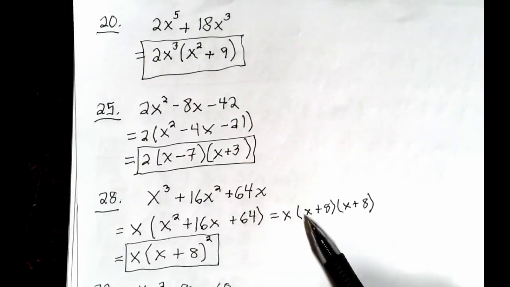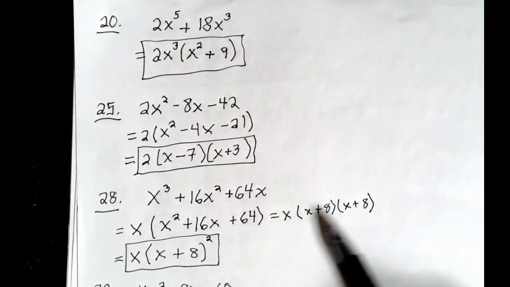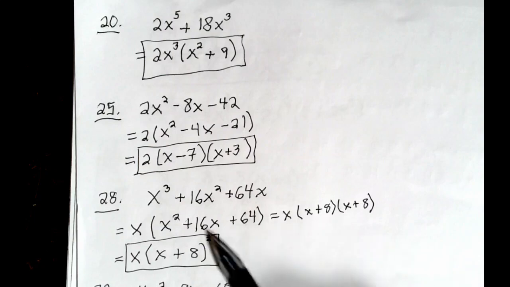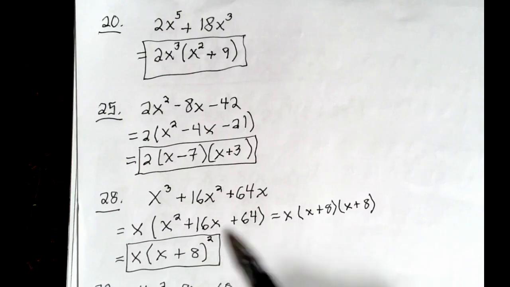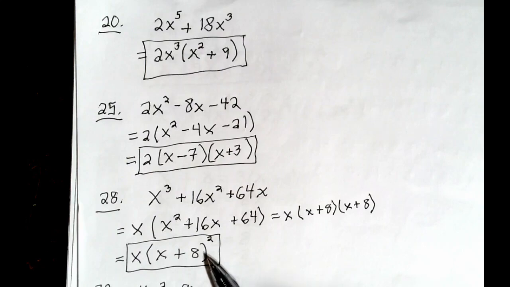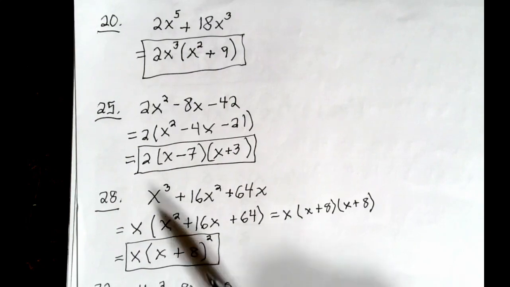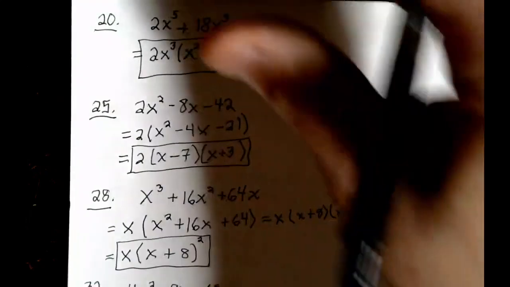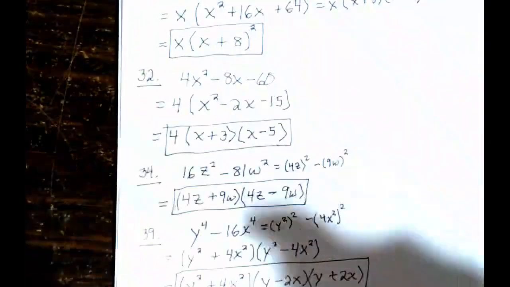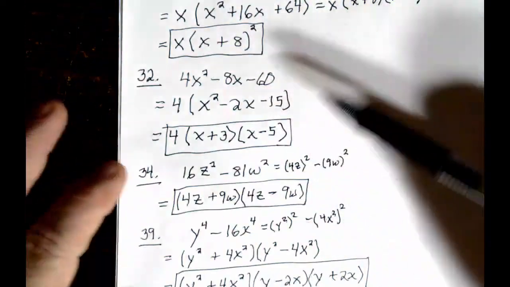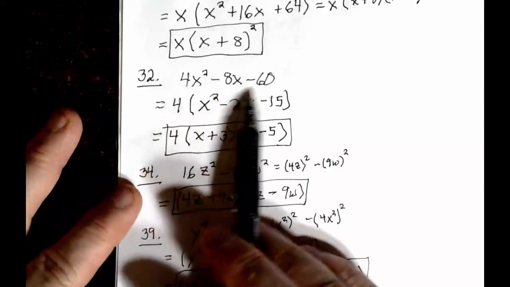Now I say x squared is x and x, 64 is 8 and 8. Check my middle term, 8x and 8x adds up to 16x. Now that can also be written as this, x plus 8 squared, with an x in front. It doesn't matter which way you write it. I don't think the computer would mark either one wrong. I wouldn't. Alright, factor out a 4.